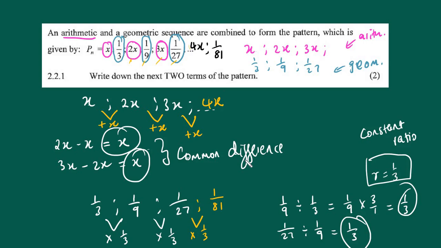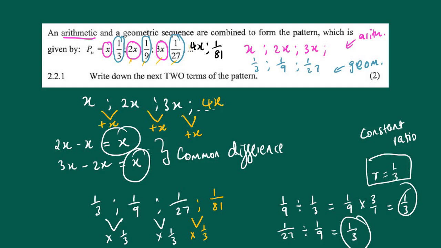And then that pattern can go on and on like that. I hope that this is clear. You just have to identify which one is making an arithmetic sequence and then which one is making a geometric. Then from the arithmetic, you say which one is the next term. Then from the geometric, which one is the next term. From that you are able to get the next two terms of the pattern.